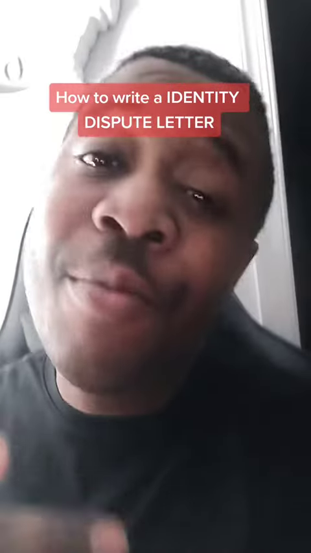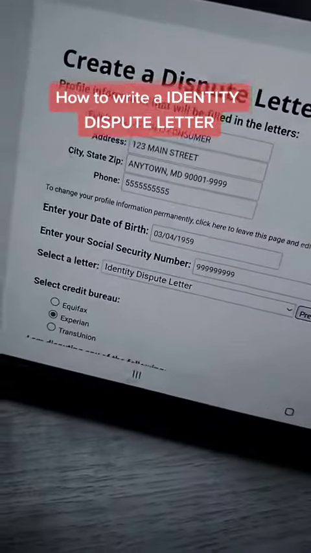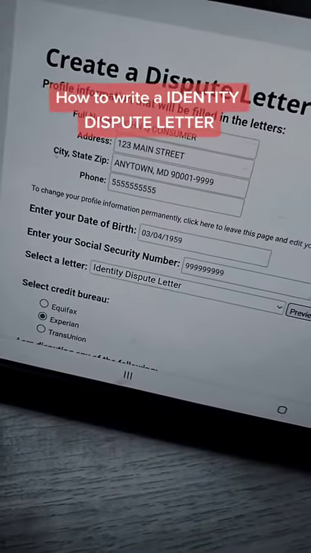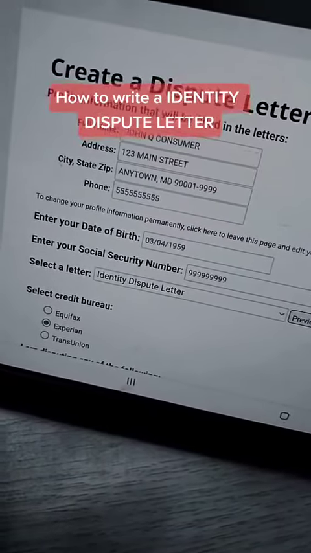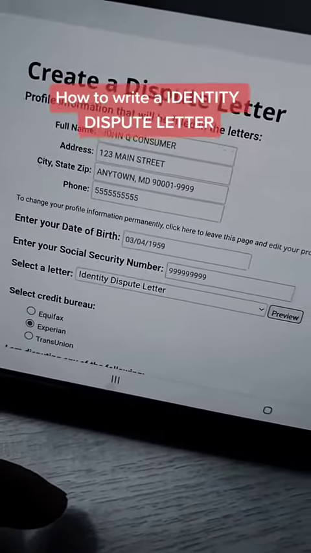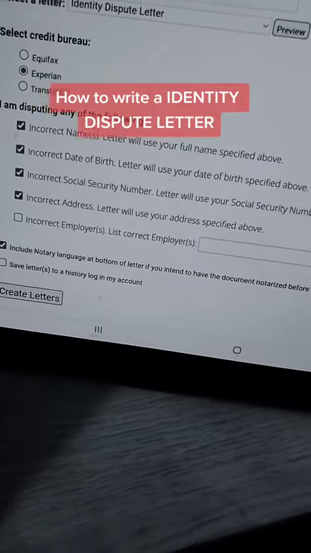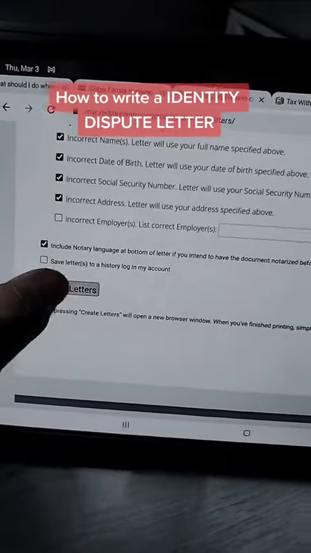Now we're going to take this information and put it into an identity dispute letter. My DIY system makes it easy. All you have to do is input the information and the DIY system will write the identity dispute letter for you. Put in the correct data. That way, any incorrect data will be disputed with this letter. Now that we got this thing filled out, we're going to create the letter.